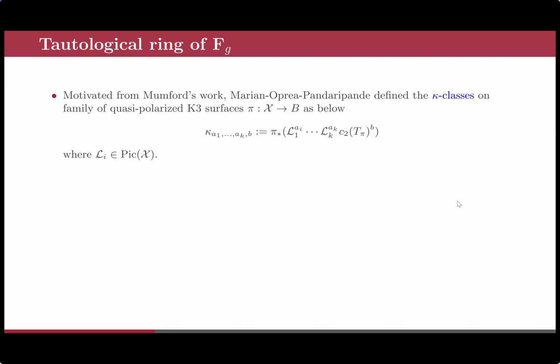So what they are doing is taking the product of the line bundles on the family, and doing the self-intersection or intersections of all these different line bundles. And also you have to intersect with another canonical cycle, which is the second Chern class of the relative tangent bundle. So here a_i basically is the number of times of the self-intersection of each L_i. So L_i are line bundles, and T_pi is the relative tangent bundle. You take the second Chern class and do the self-intersection b times. Then you push forward. So then you obtain some cycle class on the base B. Okay, so this is the construction for an arbitrary family.